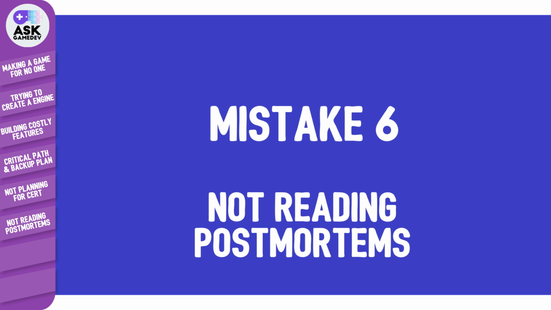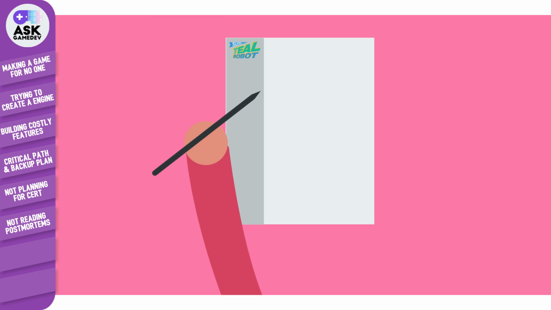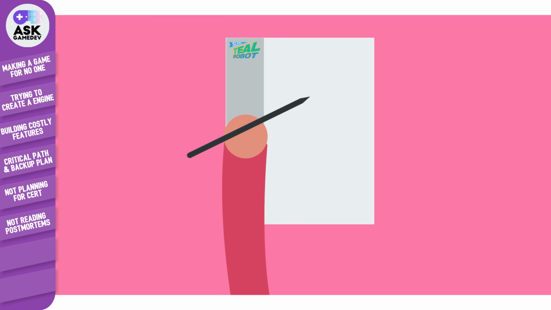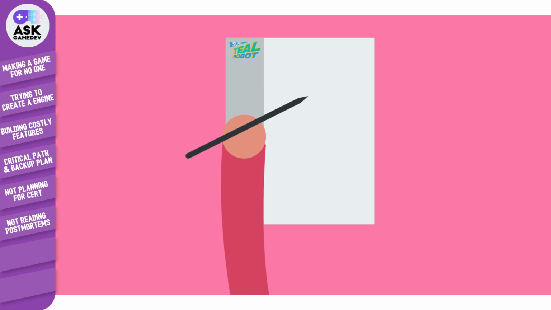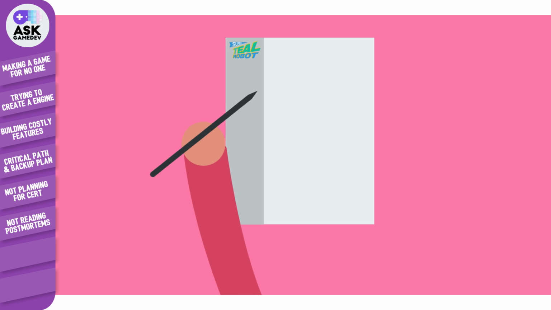Mistake number 6, not reading postmortems. What is a postmortem? A postmortem is a process usually performed after a game is released to determine and analyze elements of the project and document what went wrong and what went right. Organizations use them as tools to guide future projects.